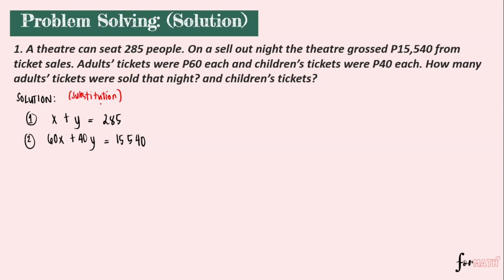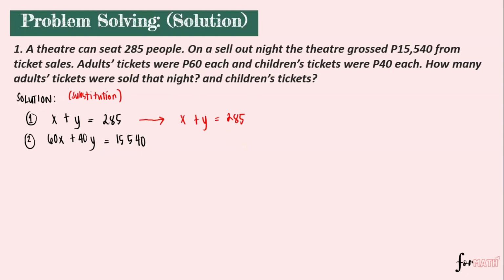In the substitution method, you will create another equation. Use whichever is easier between equation 1 and 2. The easiest here, of course, is equation 1, because the numerical coefficient of x and y is 1. So let's use equation 1 to make a new equation: x plus y equals 285. It's up to you whether you find x or y first, because your goal is to find the values of x and y.